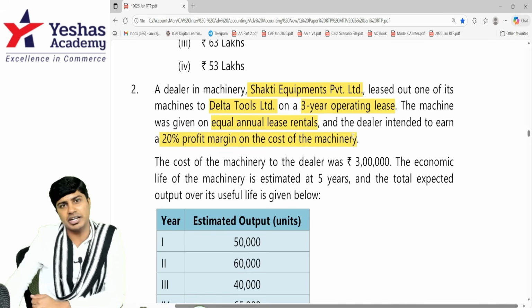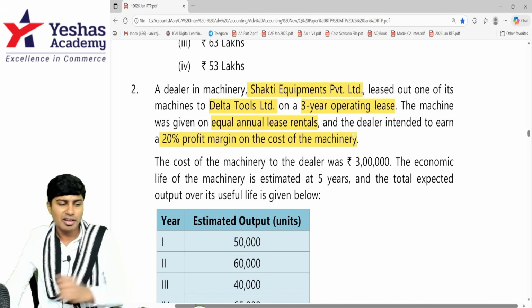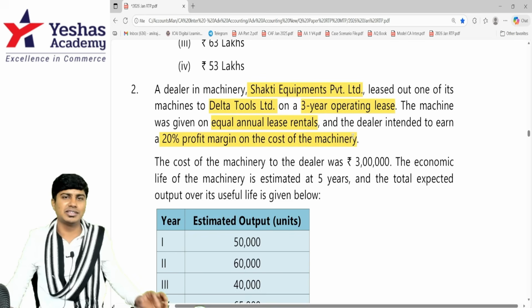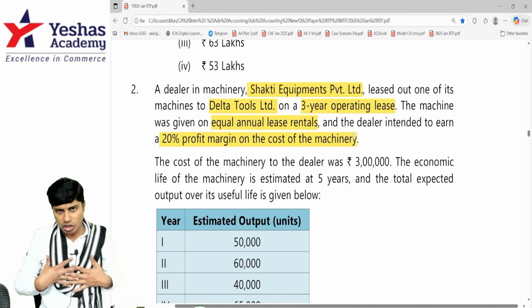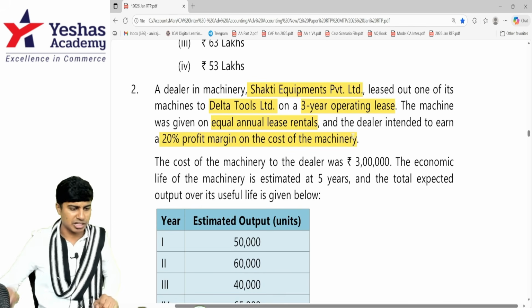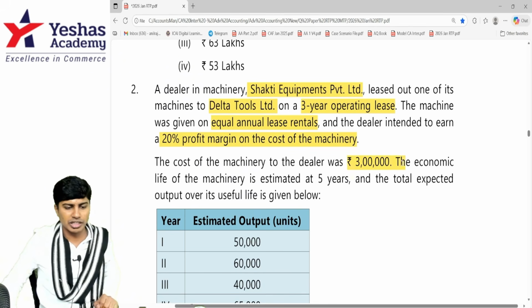The dealer intended to earn a 20% profit margin on the cost of machinery. I think in the question that we have done in class, it is a 30% profit margin. Anyways, how much is the profit margin that the dealer, Shakti Equipment, the lessor, wants to earn? On the cost he has incurred, he wants to earn a 20% margin. The cost of the machinery to the dealer was 3 lakh.